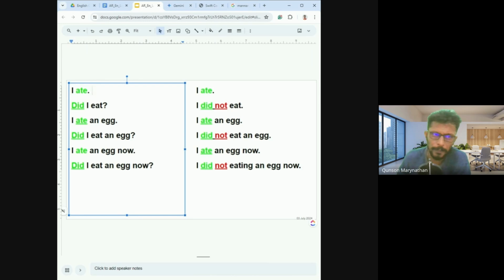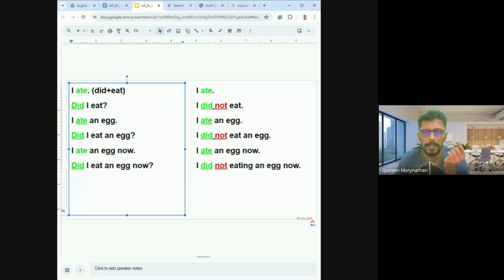To make this a question, now do you remember I said in the one word ate, there are actually two words. Remember? Did plus eat. So now if you want to make a question, what do we usually do? We take the auxiliary verb and place it in front of the subject, right? Here, if I take the did and put it in front of the subject, then the balance is eat. That's why it is here.